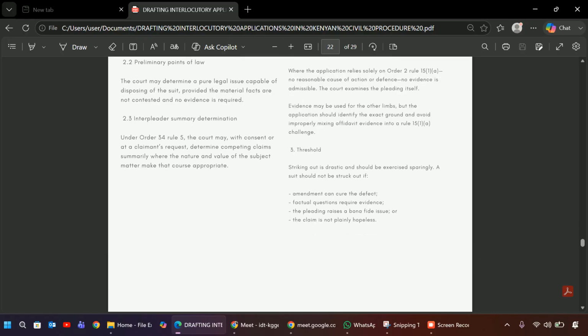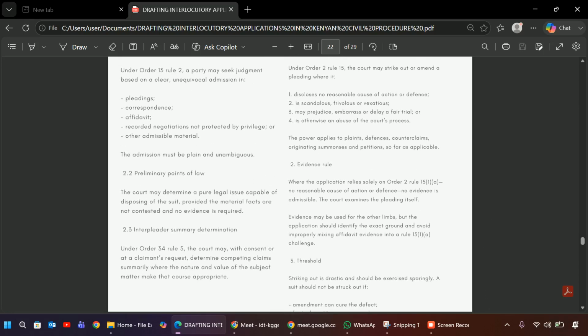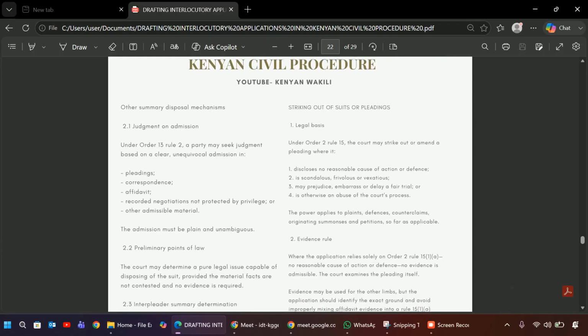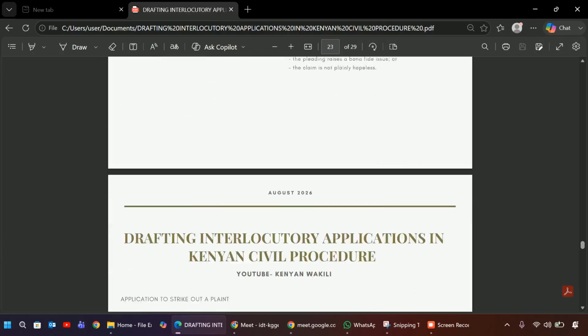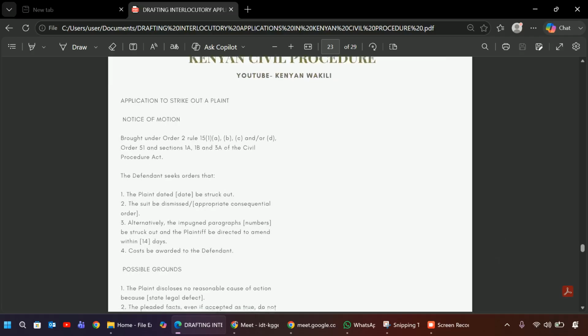So the threshold is that striking out is drastic and should be exercised sparingly. Pursuant to the DTWB decision, a suit should not be struck out if amendment can cure the defect, factual questions require evidence, the pleading raises a bona fide issue, or the claim is not plainly hopeless. So that is for striking out of suit.